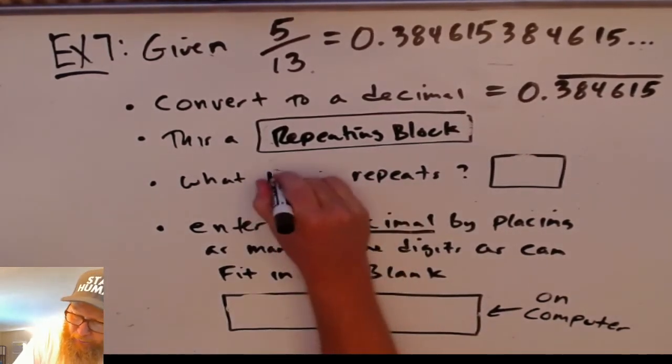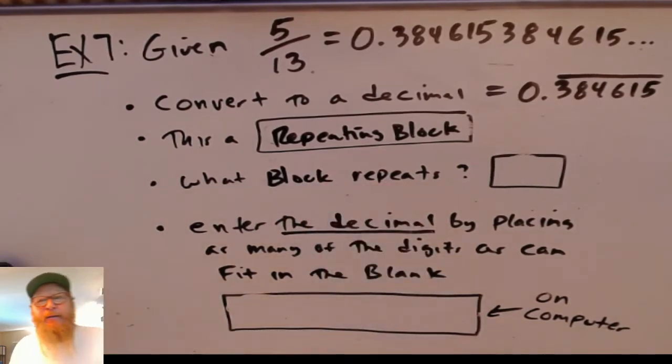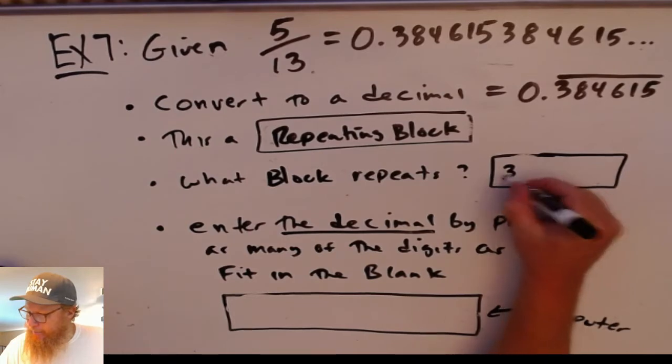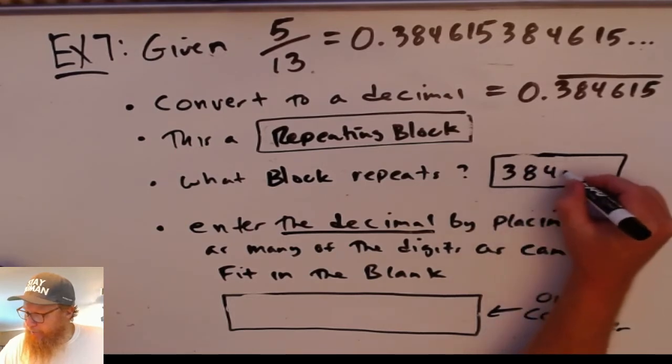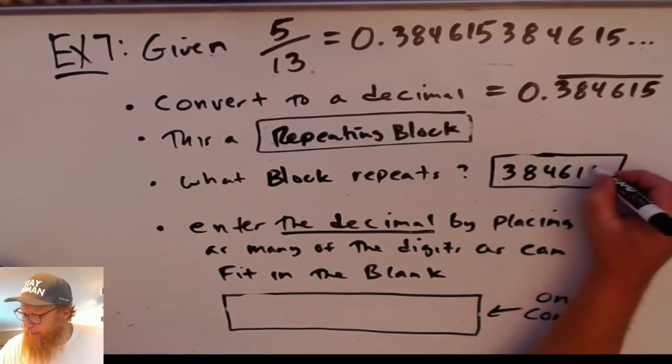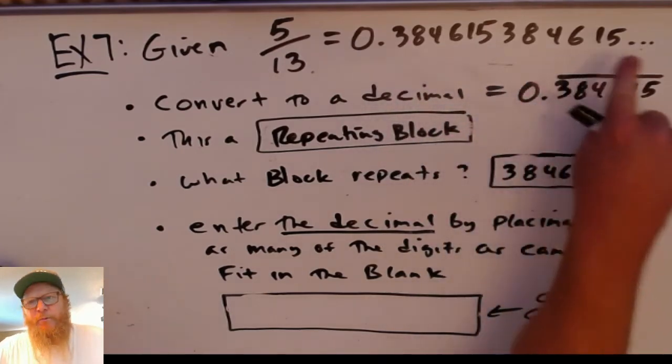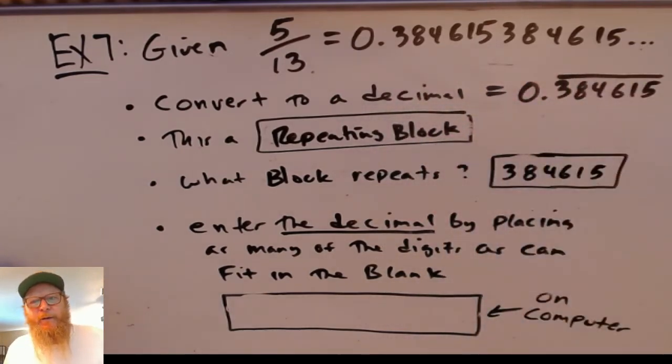What block repeats? So in the block, just type the digits that repeat. 3, 8, 4, 6, 1, 5.